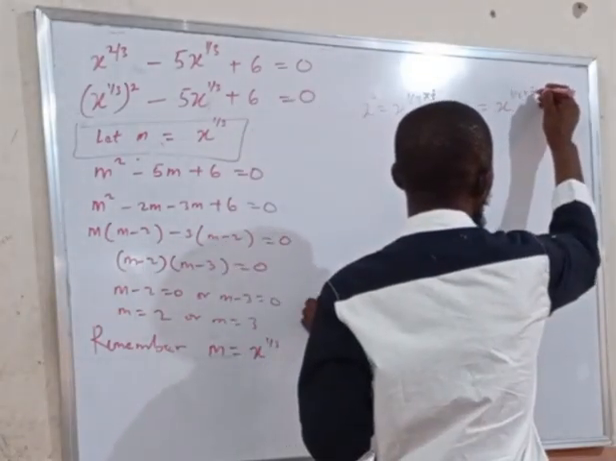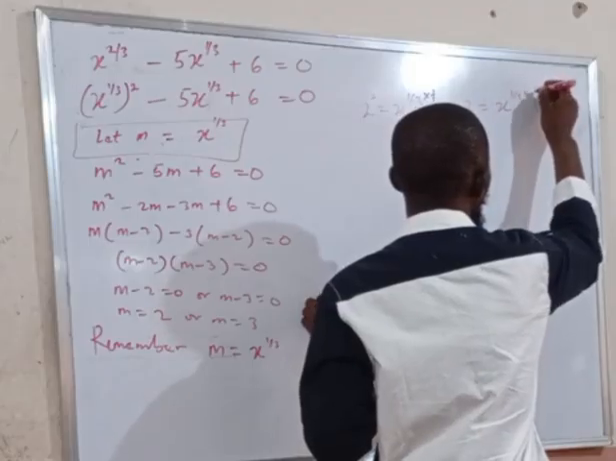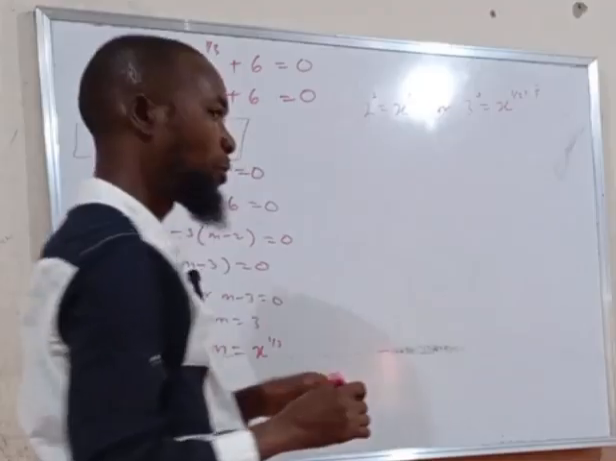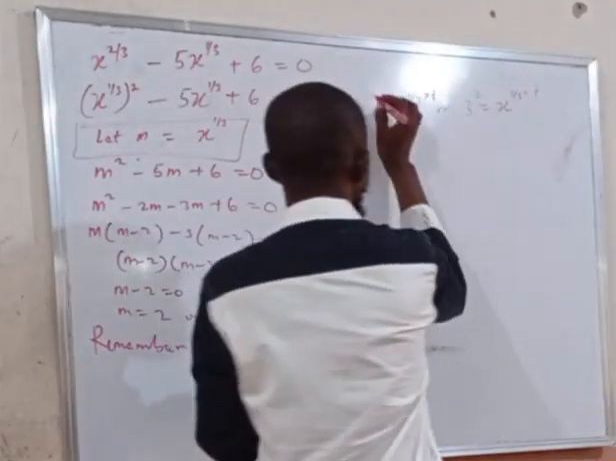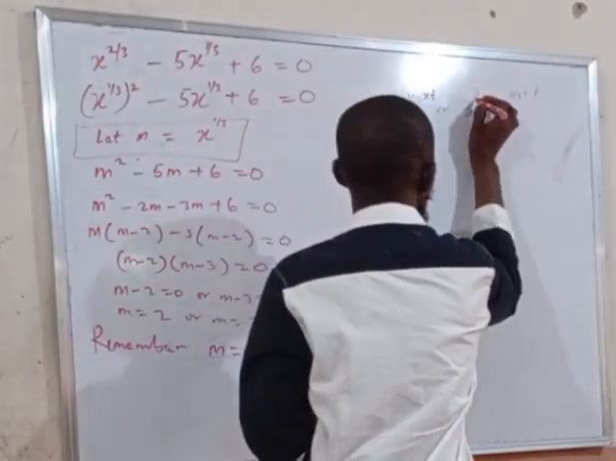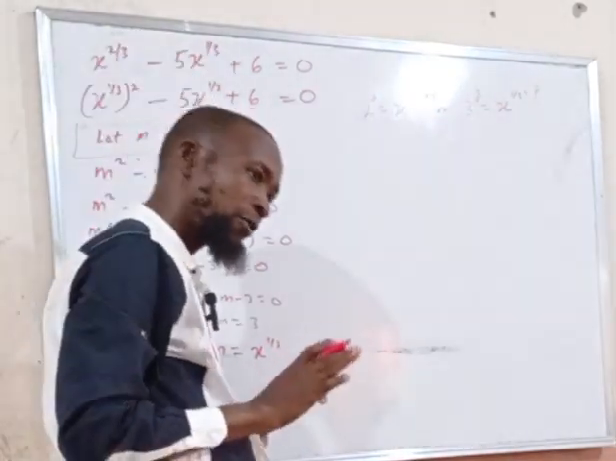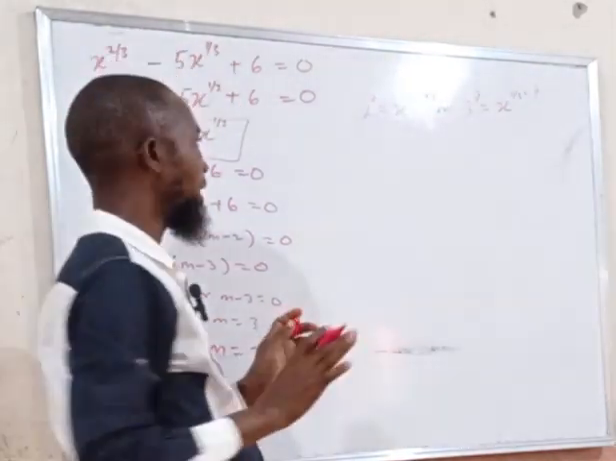We multiply this by 3 over 1. This one will also be raised to power 3. Hope that is clear. Or you can write it as 3 over 1, no problem. Write it as 3 over 1. So, clear? Let me see the area.